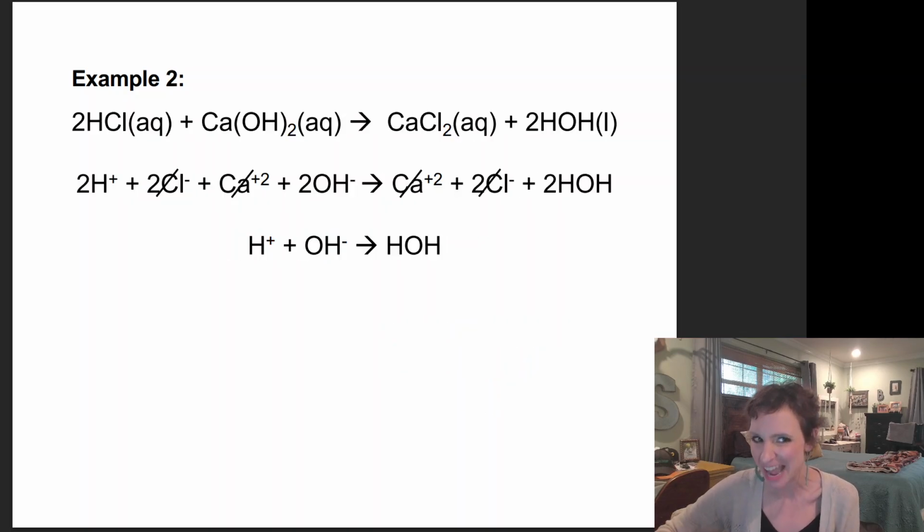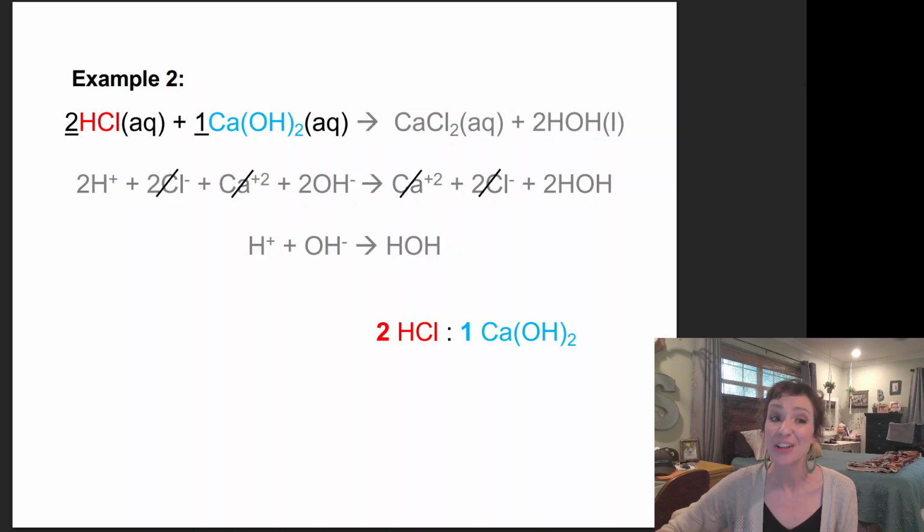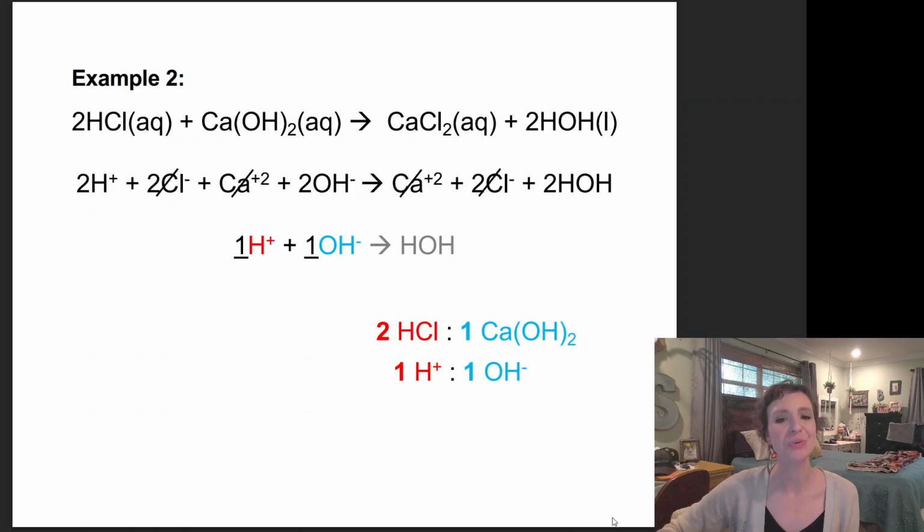But it doesn't always have to be that way. Here I have the neutralization between hydrochloric acid, and this time calcium hydroxide is my base. So after I've ionized it completely and crossed off my spectator ions, I still get my same equation of the formation of water from the respective ions. But if I look back up at my original acid and base, I have a 2:1 ratio of acid to base, okay? Still having that 1:1 ratio of the hydrogen ion and the hydroxide ion.